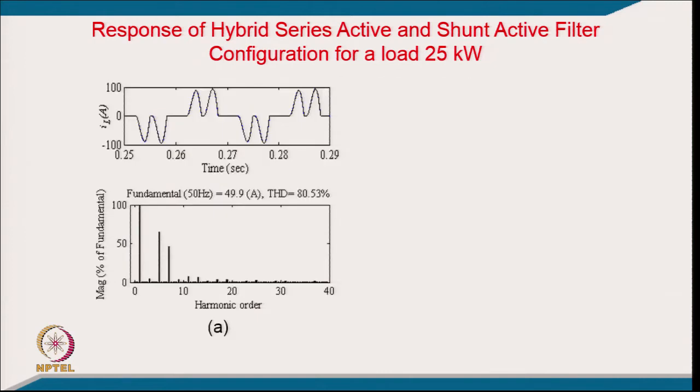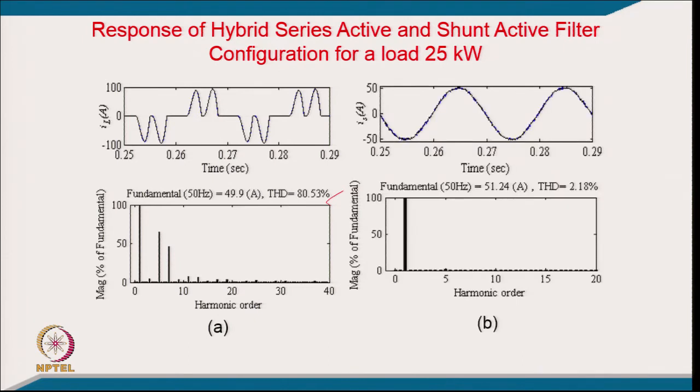And you can see clearly the load THD is around 80.53%, and the grid current THD is reduced to 2.18%. Just see the difference, how much reduction has gone into the grid current from the load current. And you can clearly see the peak current of the supply is also reduced compared to the peak of the load current. The peak load current is probably more than 80 ampere, stretching almost to 100 ampere, but the peak of your source current is hardly around 50 ampere.